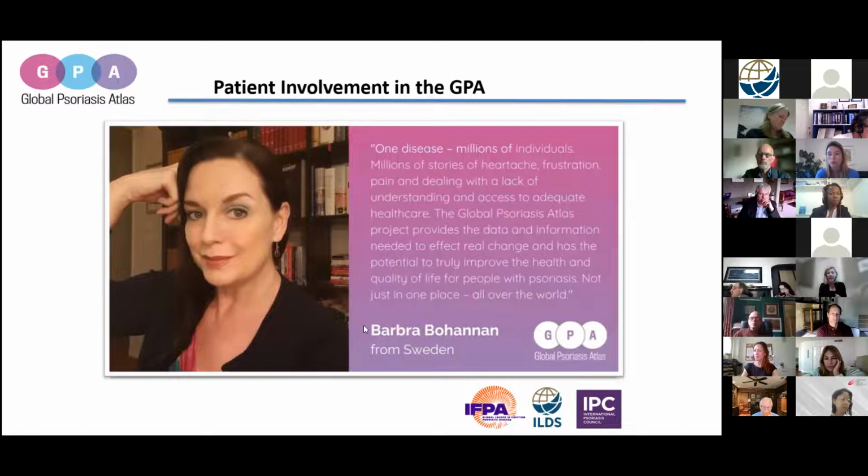run another campaign as part of World Psoriasis Day with IFPA. And if you are interested in taking part and sharing your story, if you are from a patient association, you have psoriasis, please do get in touch directly, because we're just about to do that now. So if you are keen to share your story, we would really love to hear from you.